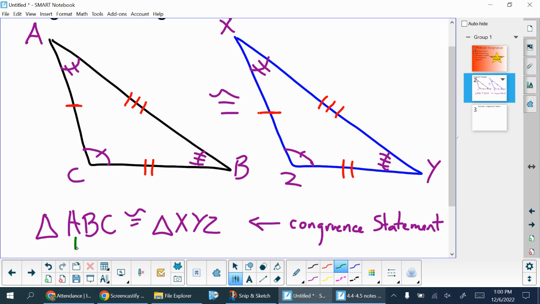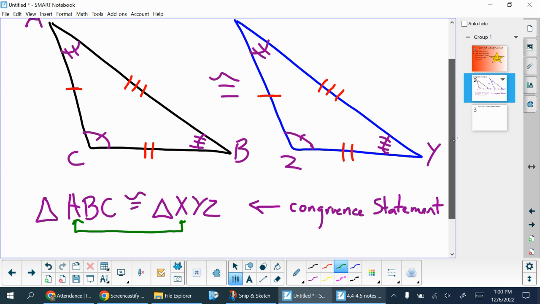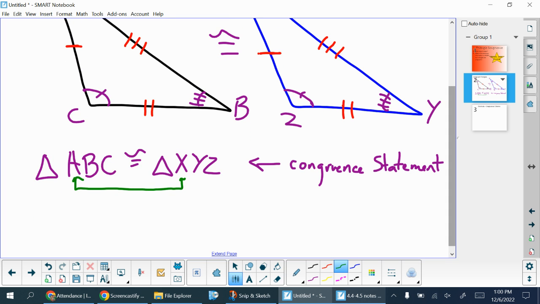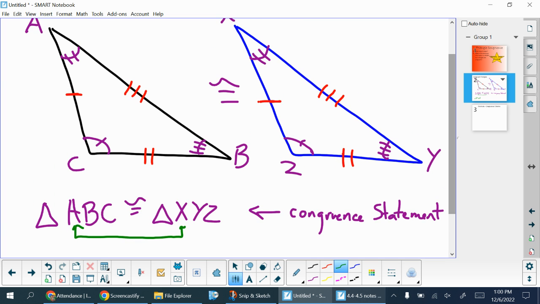So when we say that the A and the X, we write those both first, that is because A and X are corresponding vertices. The angle A is congruent to the angle X. I'm going to write all these down here. So if I write them first, angle A is congruent to angle X. That's why I wrote both of those first.